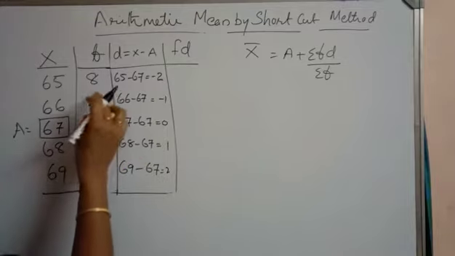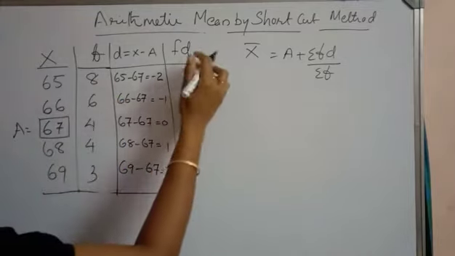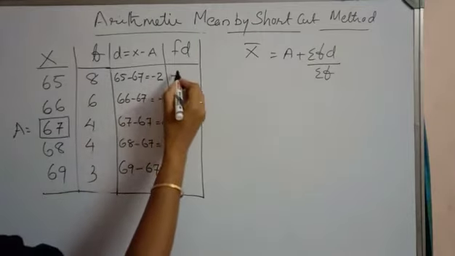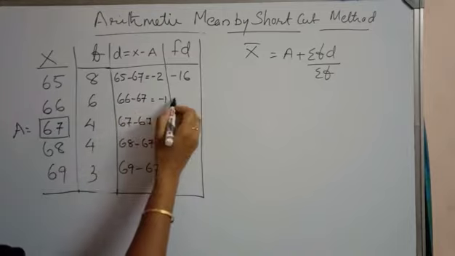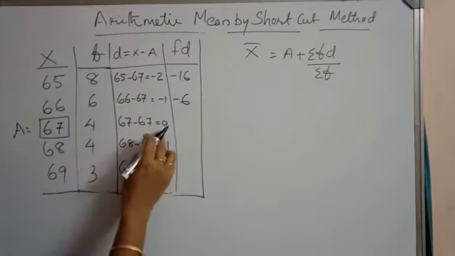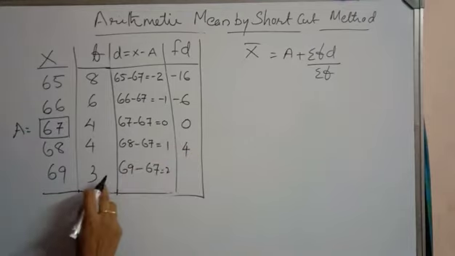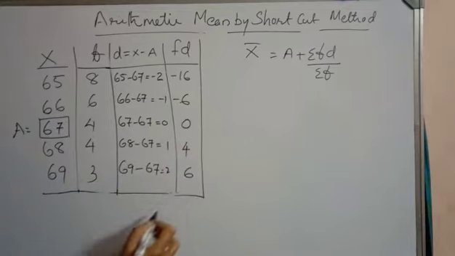Now let's multiply the frequency with the deviation to obtain fd. 8 into minus 2 is minus 16. 6 into minus 1 is minus 6. 4 into 0 is 0. 4 into 1 is 4. And 2 into 3 is 6.